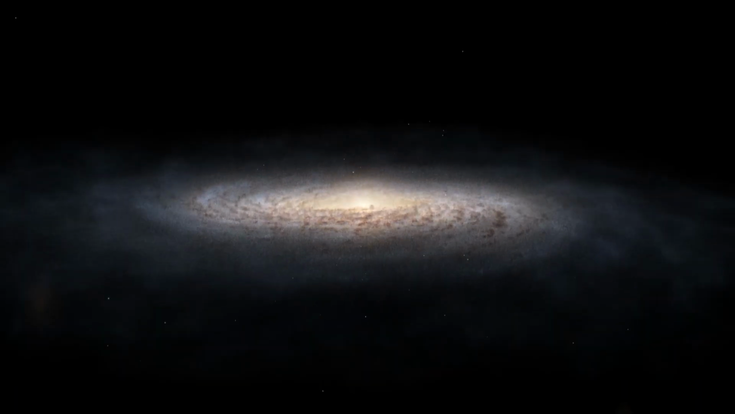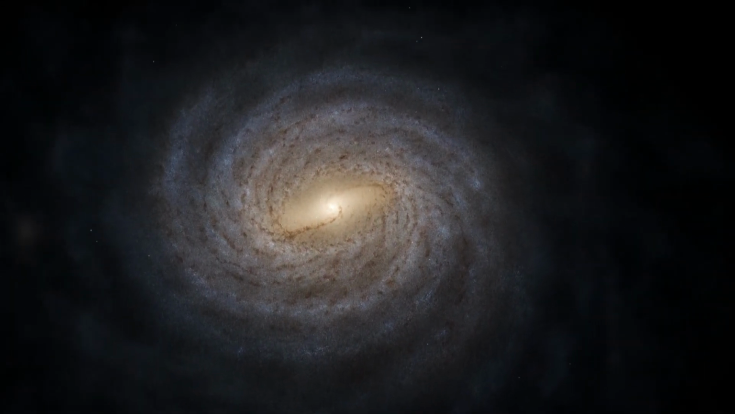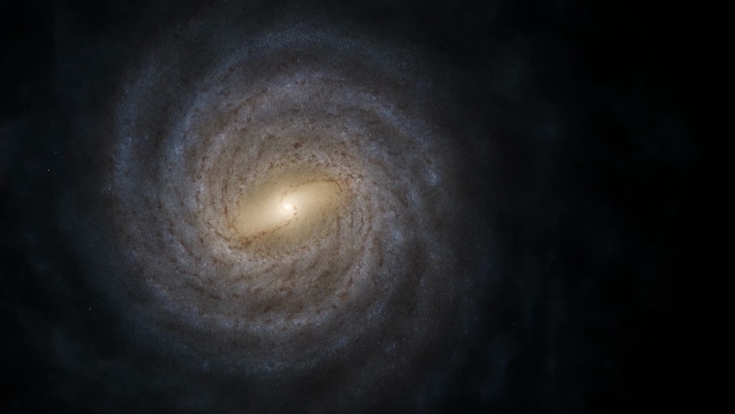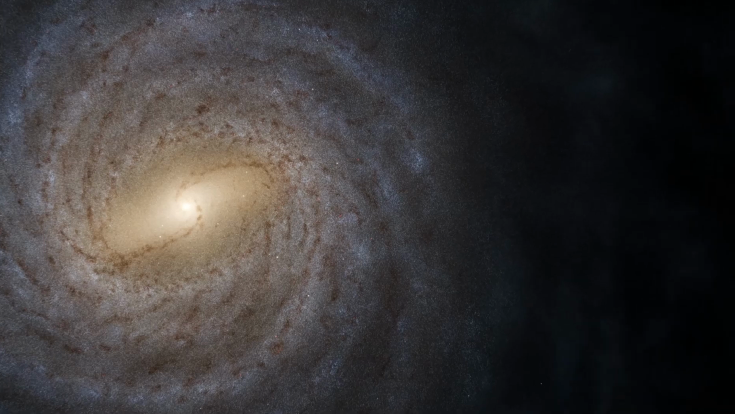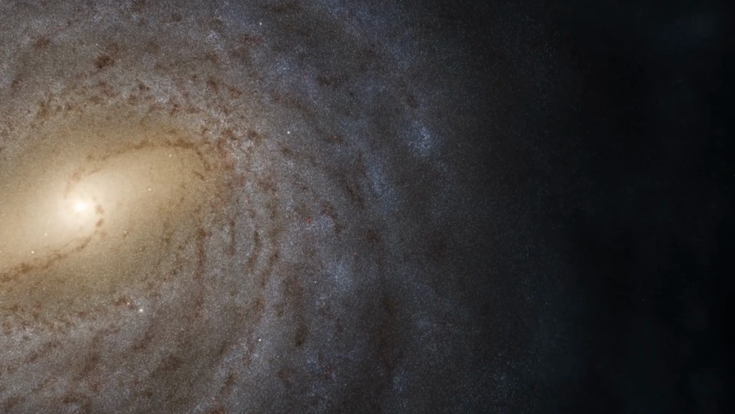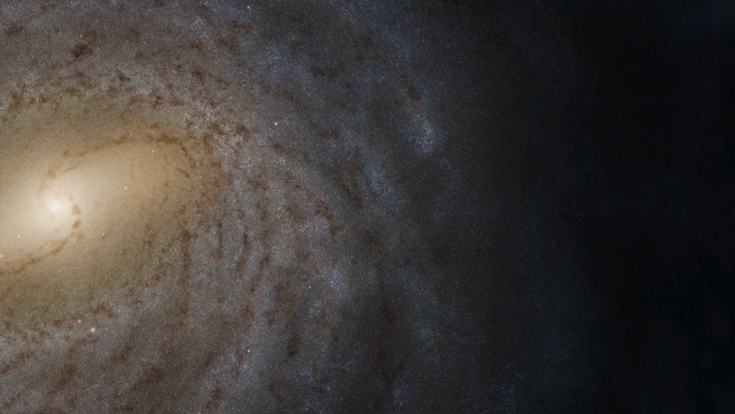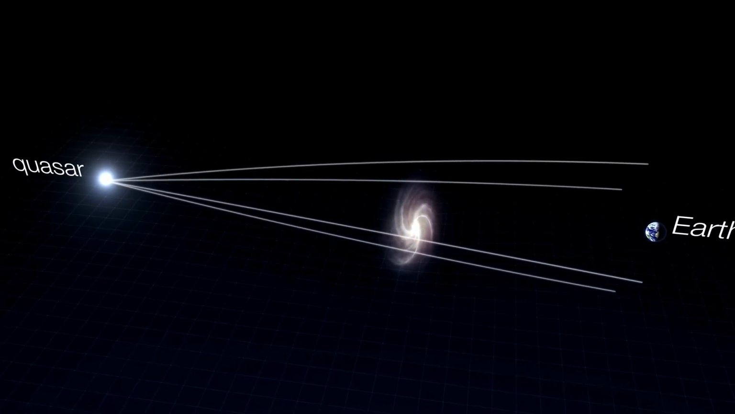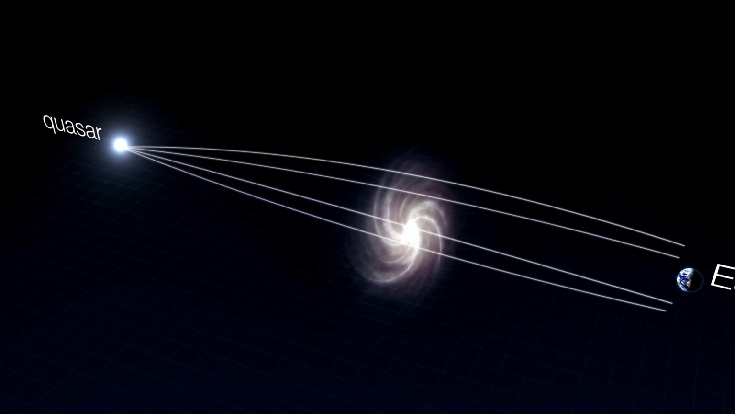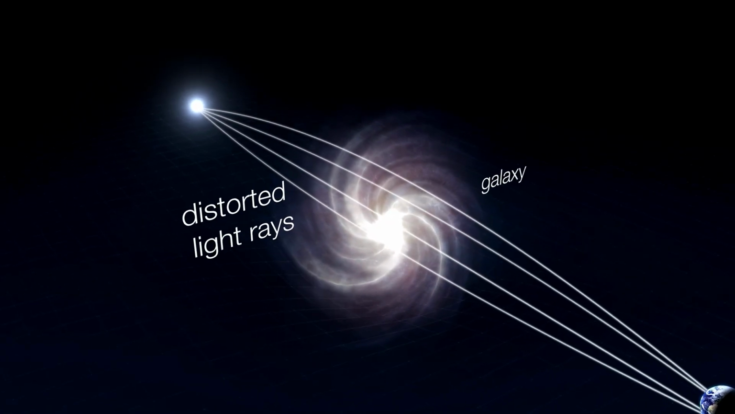Further evidence came from the study of galaxy rotation curves. Stars at the edges of galaxies were moving at the same speed as those near the center, defying Newtonian physics unless an unseen mass was present. Gravitational lensing, where light from distant objects is bent by massive invisible objects, also points to the existence of dark matter.